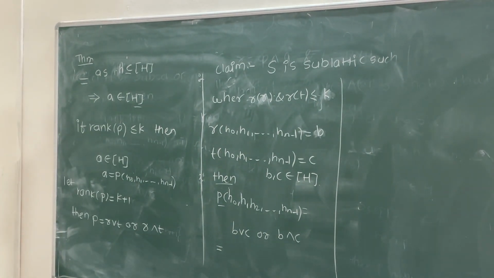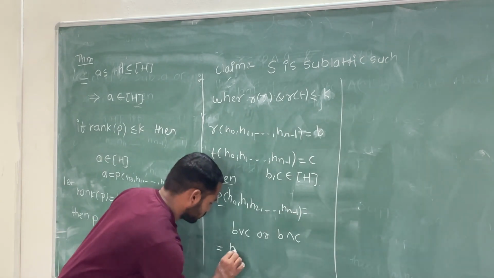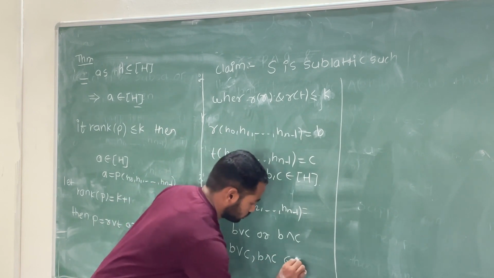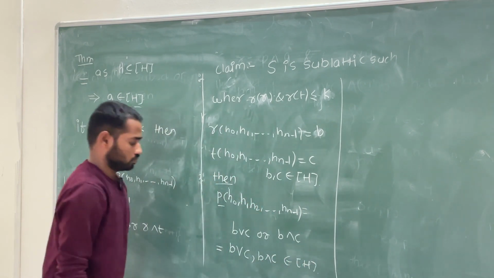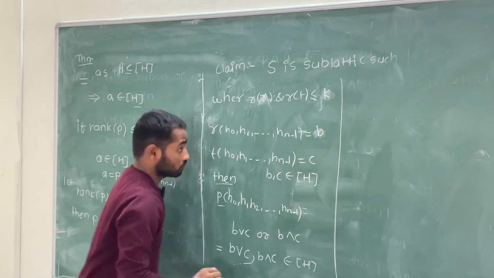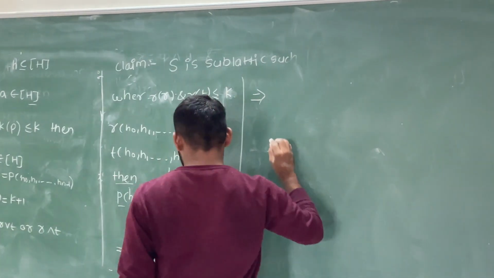But B and C are in square bracket H, which is a sublattice. So what is the meaning of sublattice? If two elements are there, their meet and join will be there. Sublattice means it should be closed with respect to meet and join. So B join C, comma, B meet C belongs to square bracket H. Is that clear? But our A will be any one of these. This implies A belongs to square bracket H.